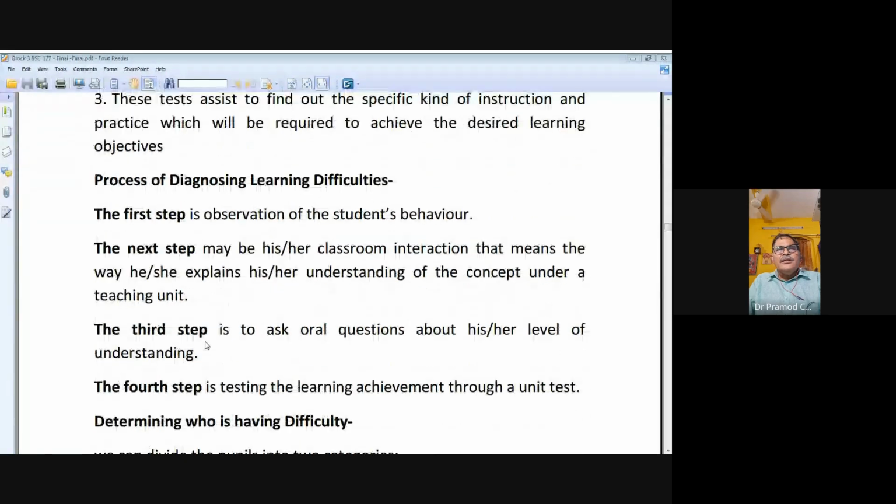So first, the teacher's responsibility is to know the student's behavior, to observe the student's behavior. Then there will be interaction. After the interaction, the teacher will ask oral questions as per his level of understanding.